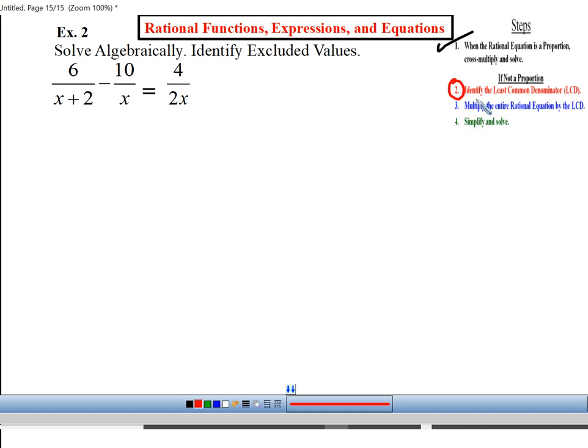It says, identify the common denominator. Why? Because we need to multiply the entire equation times the common denominator. I'm going to do this work on the side, so writing utensils down, look up. I'm going to write my denominators over here. I got x plus 2, I got x, and I got 2x. I'm going to start with the smallest denominators, which is these 2. Can I make this one like this by multiplication? No. How about this one like this one? Yeah.